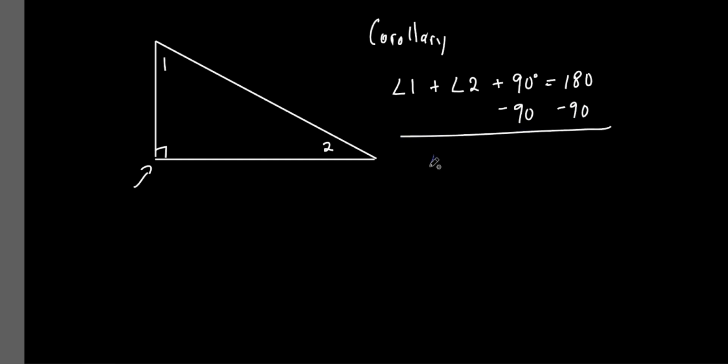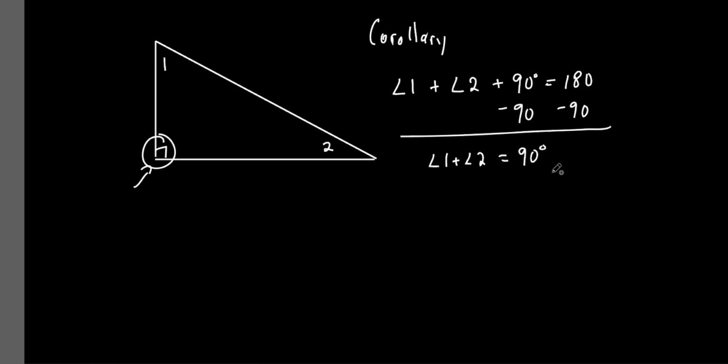So watch what happens. Bring down the angle 1 plus angle 2. What does that equal? 180 minus 90 is 90 degrees. So what do angle 1 and angle 2 add up to be? 90 degrees. Everybody see that? All right, so anytime you have a right triangle, and that's only when you have a right triangle, the other two angles, the acute angles of a right triangle, add up to be 90 degrees.